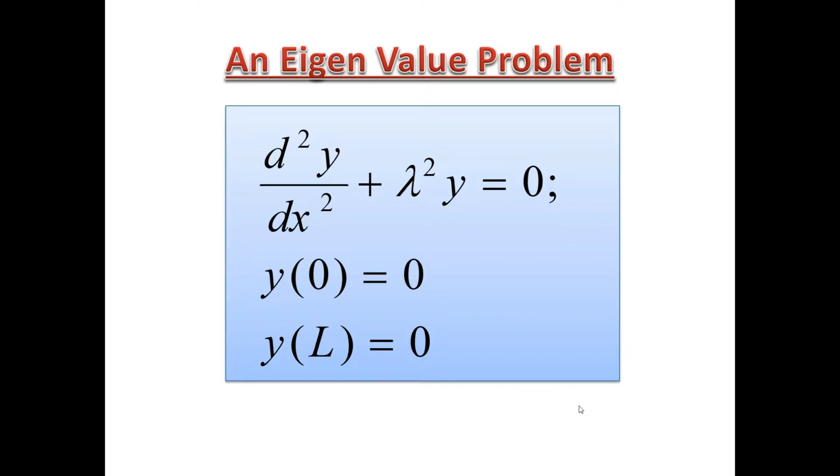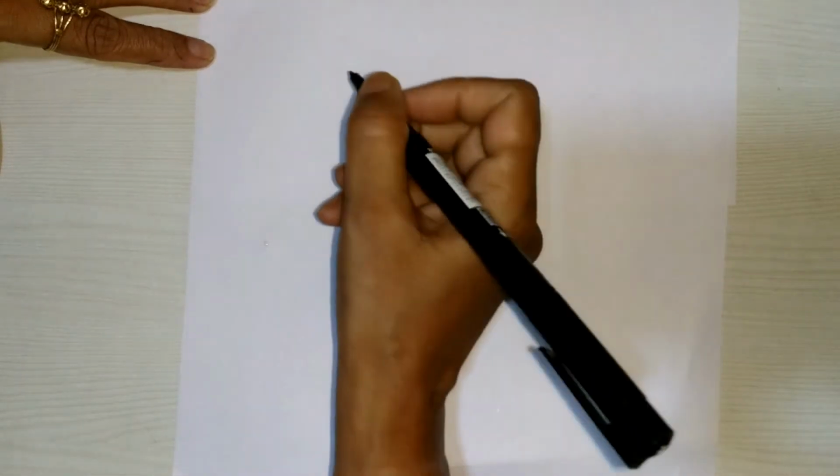This is the eigenvalue problem. As you can see, here we have introduced a parameter lambda. This is the differential equation. These are the homogeneous boundary conditions. The differential equation is also homogeneous. We will see that this eigenvalue problem has an infinite number of solutions. Now we will see how to find the solution of this eigenvalue problem.